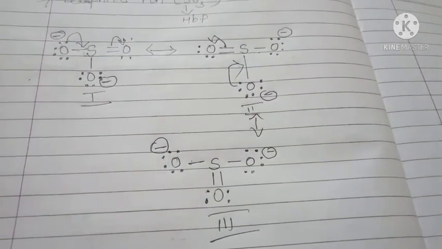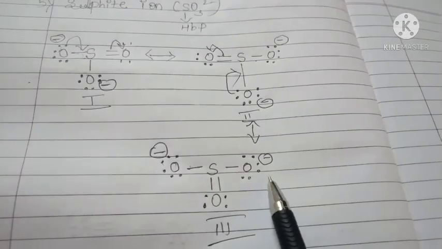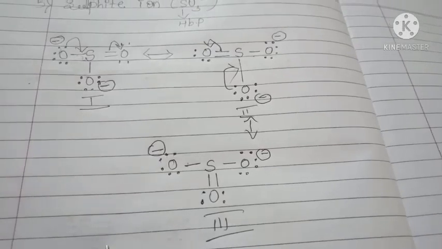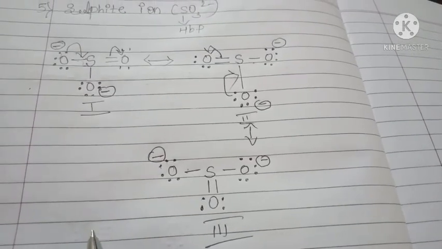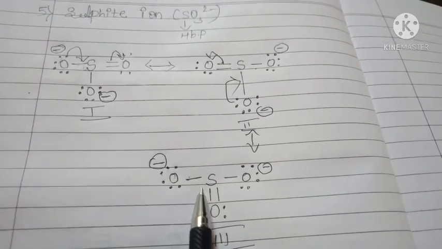These are all about how to write the resonating structures of different molecules. In that you have to observe: if a bond pair is absent, it should be converted to a lone pair. If a lone pair is in excess, you have to write a negative charge. If a bond pair is in excess, you have to write a positive charge.